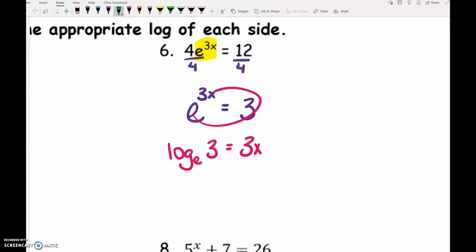Okay, hold on a second. Log base e. Anyone remember what log base e is? ln. This is ln of 3 equals 3x, which actually makes this a whole lot easier to calculate. You don't have to do the change of base formula. You just punch the ln button in your calculator, the 3. We get 1.099 if we round.